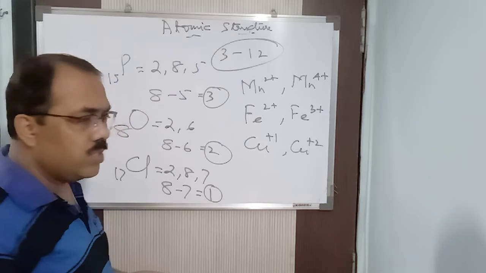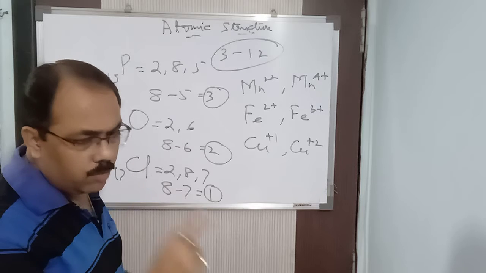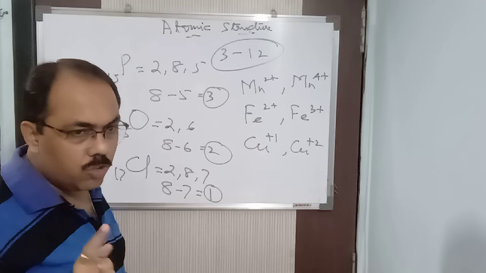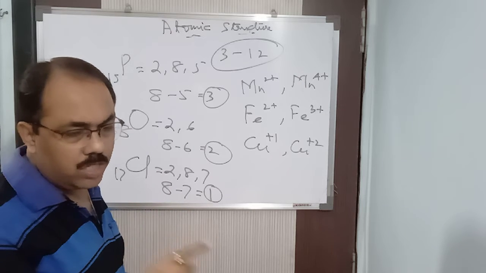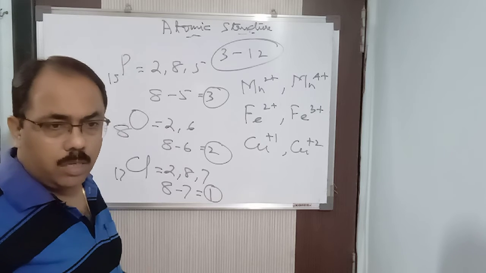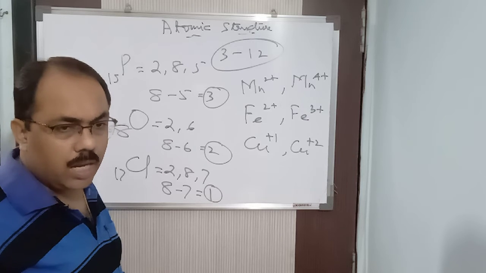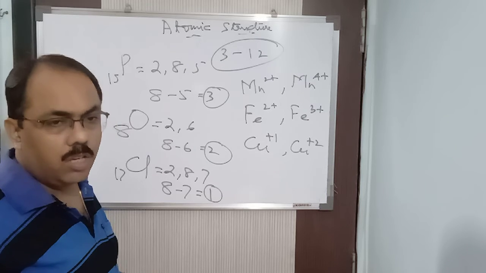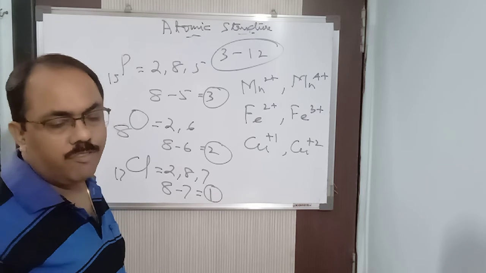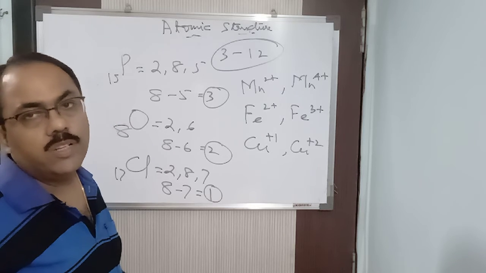Now what you need to do is draw the structures of all the atoms from atomic number 1 to atomic number 20 in your notebook, starting from hydrogen. But first you need to remember all the atomic numbers serially: hydrogen, helium, lithium, beryllium, boron, carbon, nitrogen, oxygen, fluorine, neon, sodium, magnesium, aluminium, silicon, phosphorus, sulfur, chlorine, argon, potassium, calcium. In this way, 20 elements.